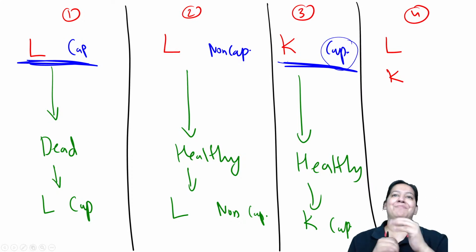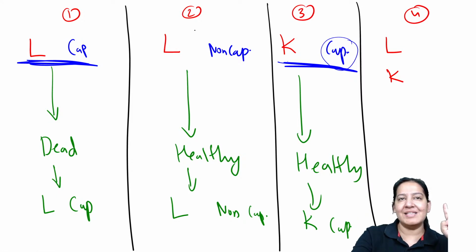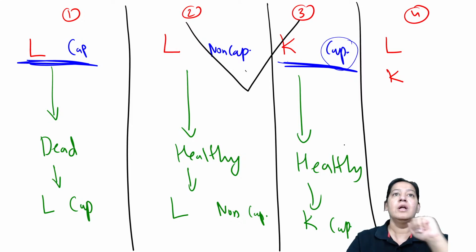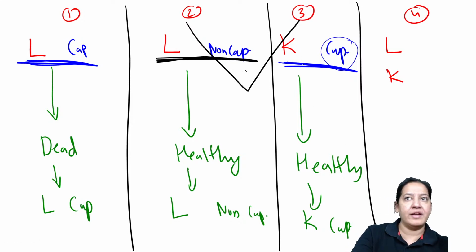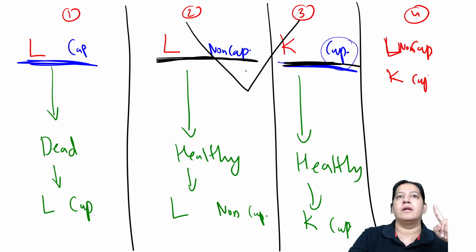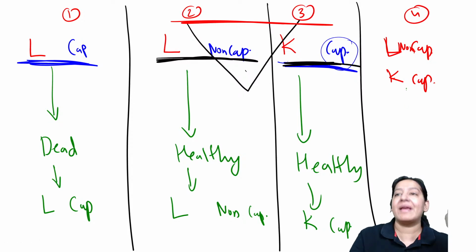Everyone. The fourth experiment is the best experiment. What Griffith has done is combine these two things together and put them in the injection. So he has taken live non-capsulated and killed capsulated together. So combine the second and third. What were we expecting?